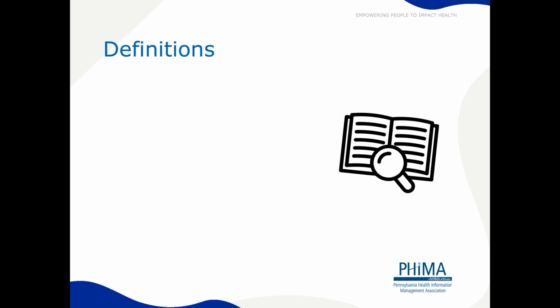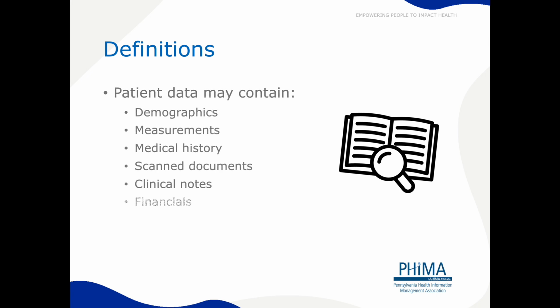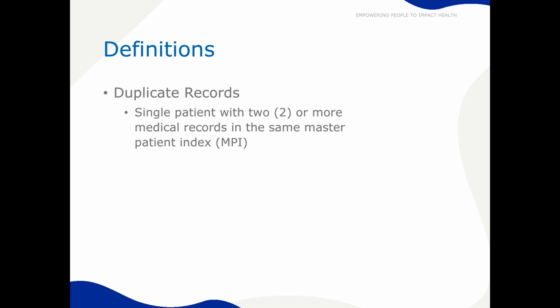So before we begin, let's make sure we're on the same page when it comes to definitions about data. Patient data can contain any of the following information: demographics, measurements, medical history, scan documents, clinical notes, financials, claims data, etc. And in fact, patient records can contain other data types, such as SOGI or SDOH information as well. Duplicate records are defined as a single patient with two or more medical records in the same master patient index or electronic healthcare record system. One database, two or more records.